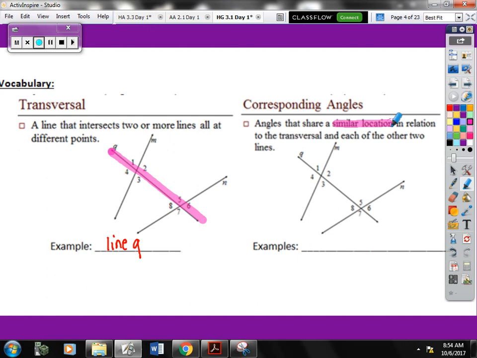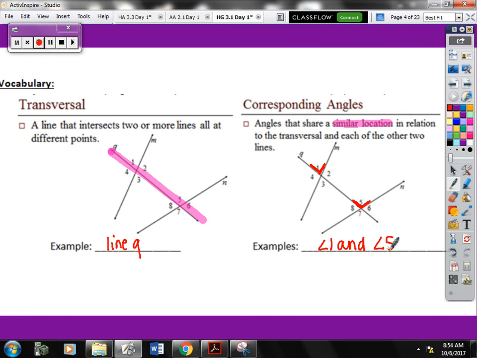So when I look at these, this would be the top right. Come down to the other line, the top right would be angle 5. So one example would be angle 1 and angle 5. Those are corresponding angles. I'm only going to ask you to highlight one pair so that if we label them all, you'll get confused.